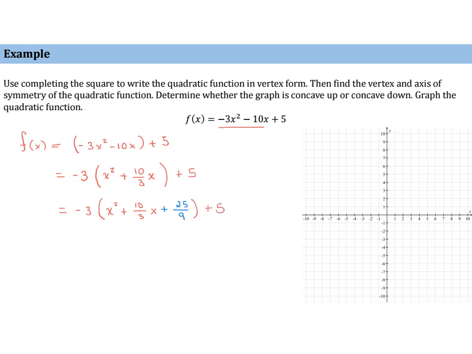So we have this plus 5. Now the question is, how do we balance on the outside what we've done on the inside? Let's be careful, because this 25 ninths is being affected by the negative 3. So what do we really have here? It's negative 3 times 25 ninths, so this is really a negative 25 thirds. So we need to balance that by adding 25 thirds.